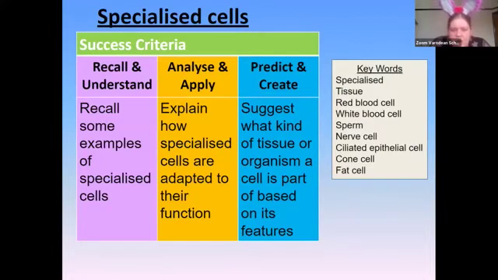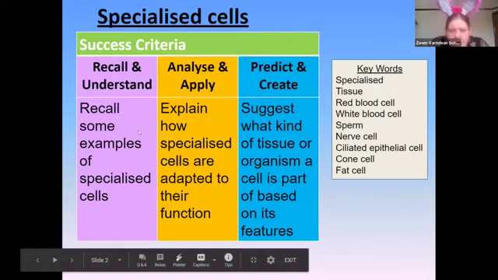So if someone said to you, name a specialised cell, you'd be able to tell me some examples, just their names. And then some of you will be able to say how they're adapted to their function, so what are their key features. And then you might be able to say, well, that's this type of cell, and that will be found here based on the key features of it. And that one will make sense, and I'll talk through it a bit as we go through.